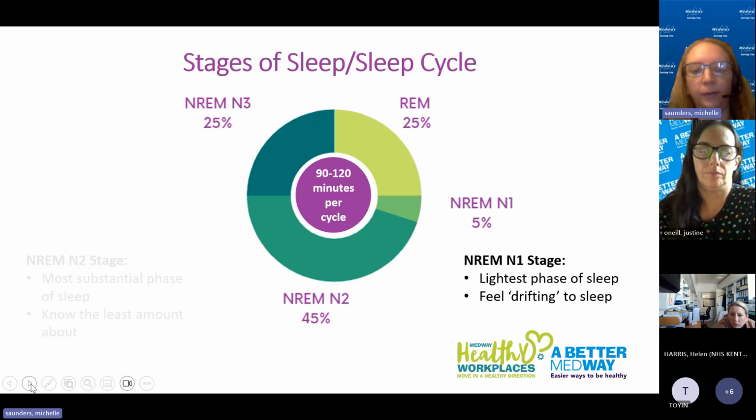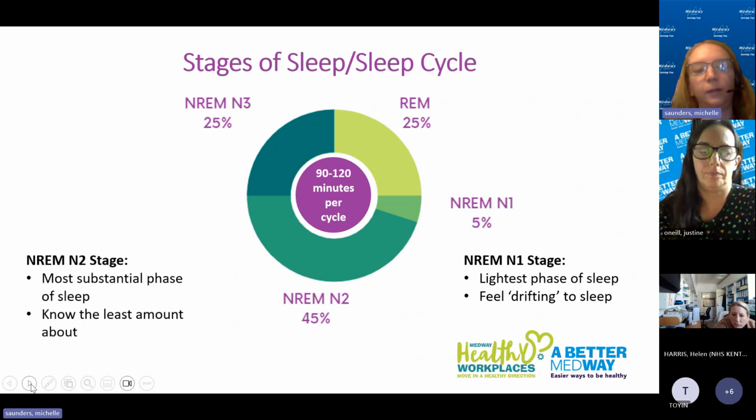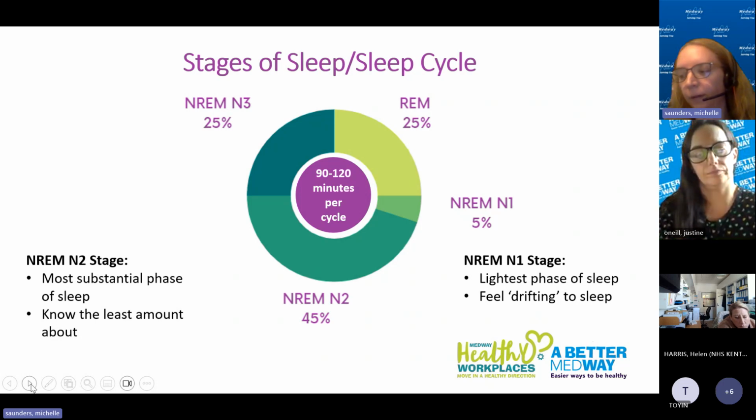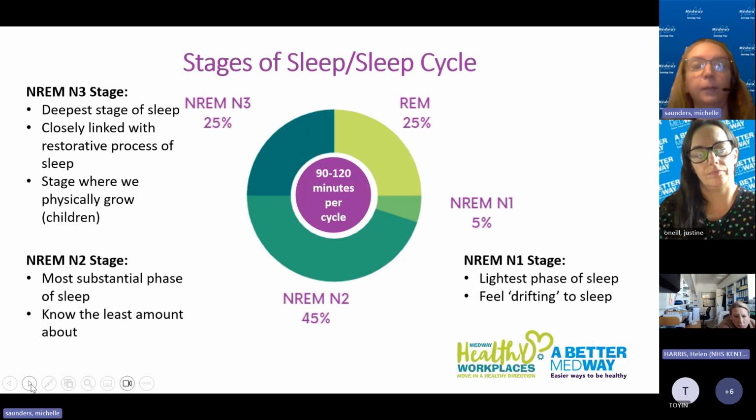We then move from that into N2 sleep, and this is the most substantial phase of sleep, but the one that specialists know the least about. During this stage, we know that brain activity slows down and the body relaxes, and these stages get longer through the night. We then move into stage 3, and this is the deepest stage of sleep.